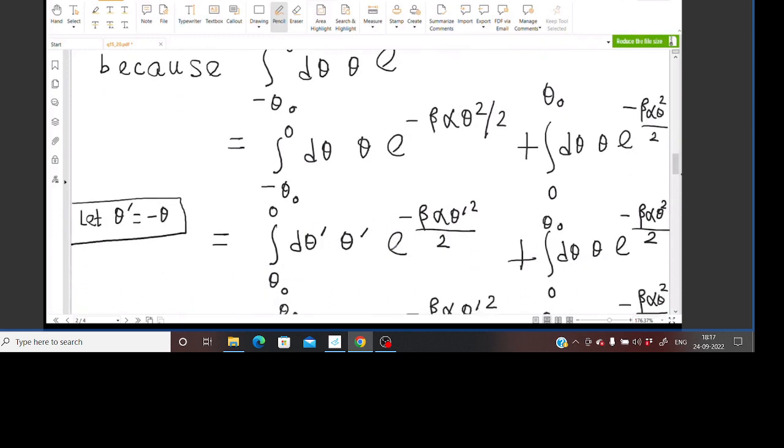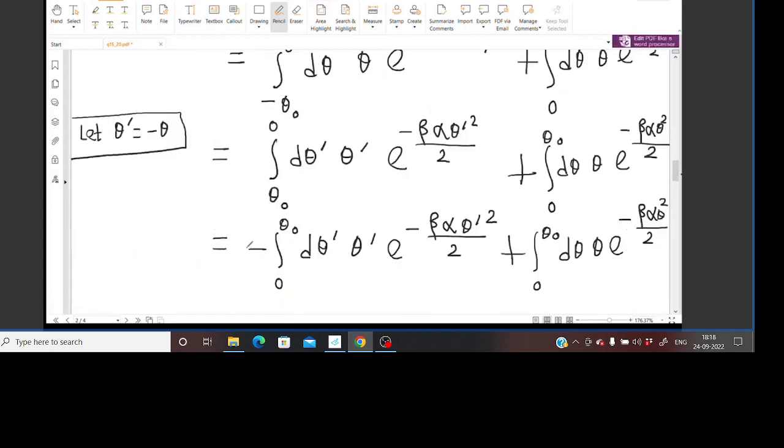Now the first integral can also be written as integral d theta prime into theta prime into e to the power minus beta alpha theta prime square by 2 with the lower limit being theta naught and the upper limit being 0. Here we assume that theta prime is equal to minus theta, and the first integral can also be written as minus integral d theta prime into theta prime into e to the power minus beta alpha theta prime square by 2 with the lower limit being 0 and the upper limit being theta naught.